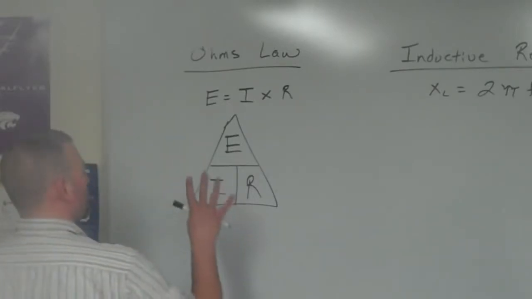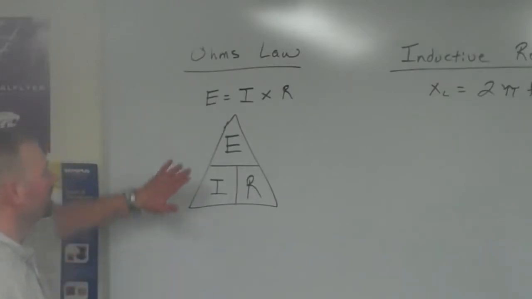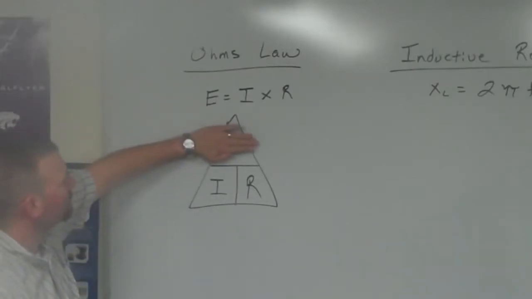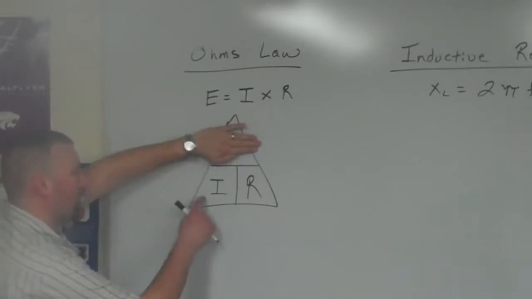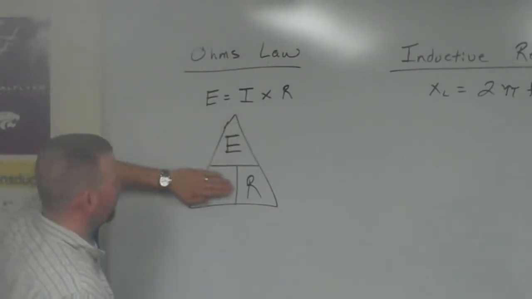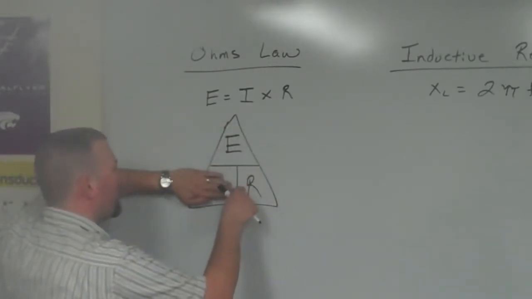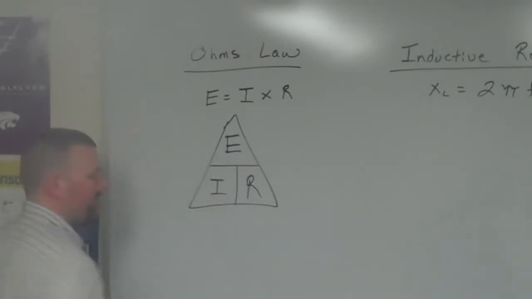So, if we were looking at Ohm's law triangle here, we would say if we want to calculate for volts, we would cover up the E and it would be I times R. If we were going to calculate for I, it'd be E divided by R. Same way with R, E divided by I.